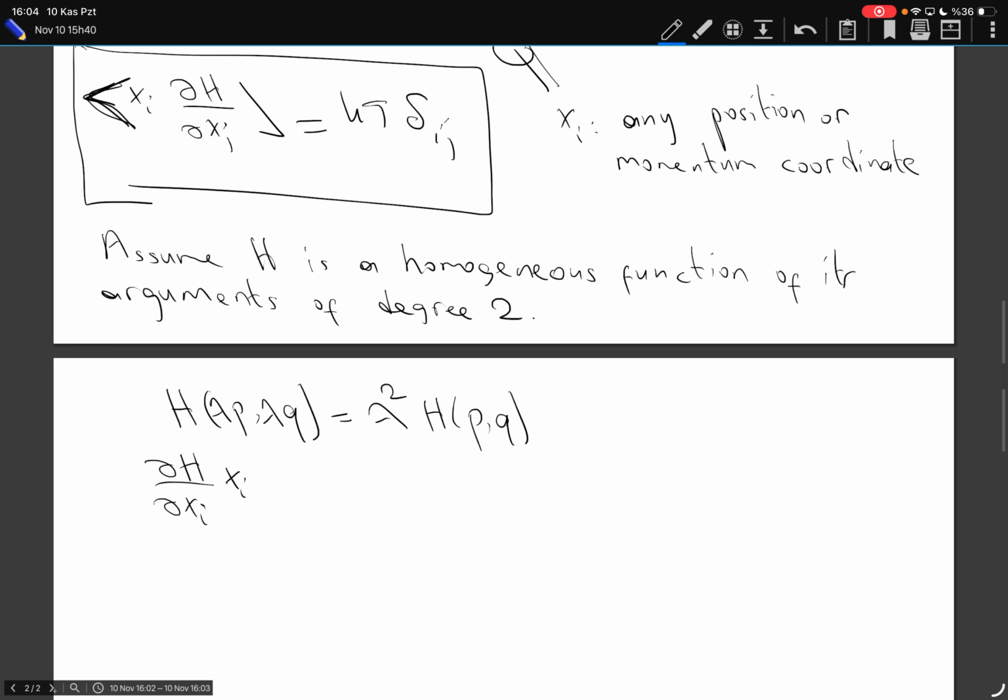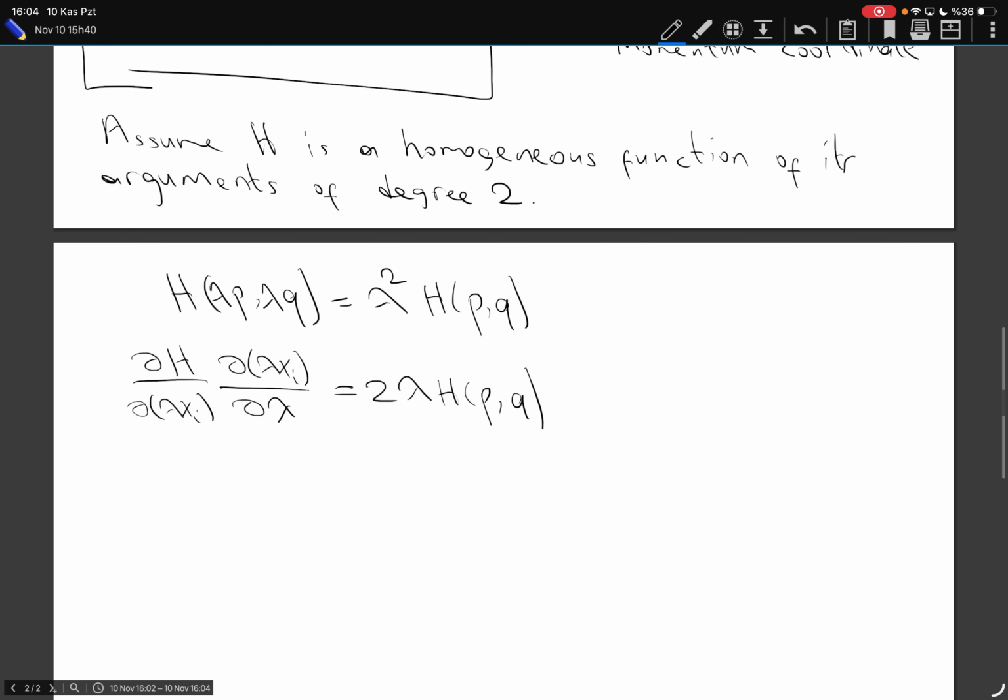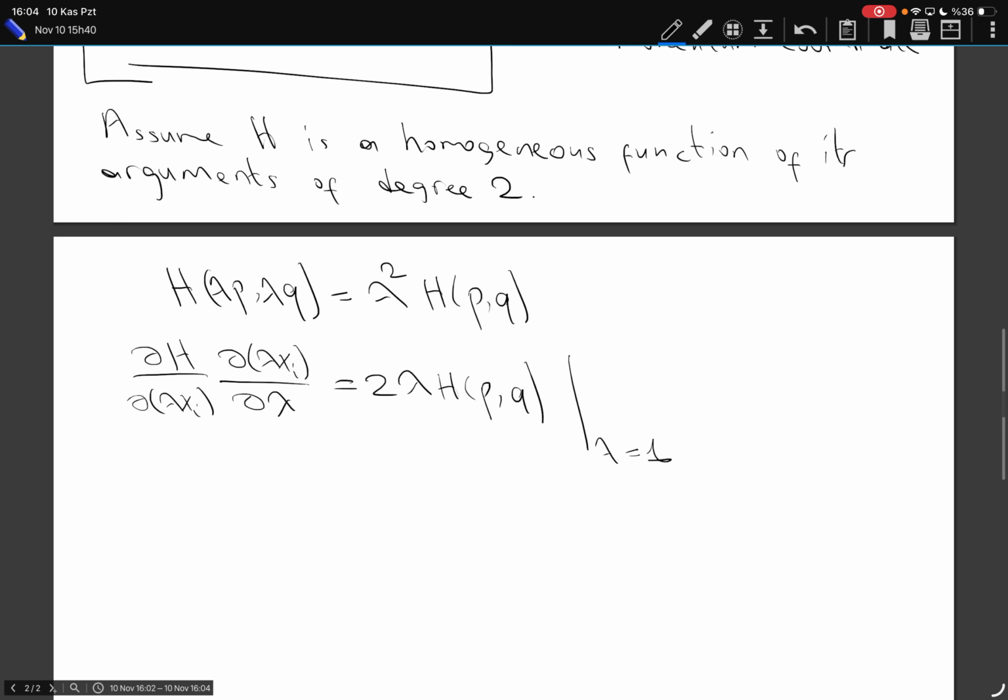But this is equal to, well, let me write it more explicitly if you like. This is the derivative with respect to lambda x_i times the derivative of lambda x_i with respect to lambda. This will be equal to 2 lambda H(p, q). But let me also evaluate this when lambda is equal to 1, which will give me x_i times the derivative of the Hamiltonian with respect to x_i is equal to twice the Hamiltonian itself.